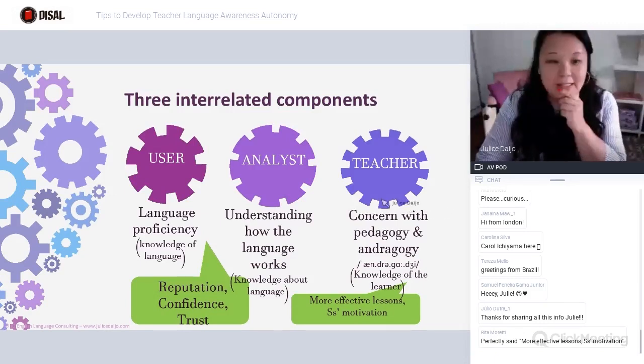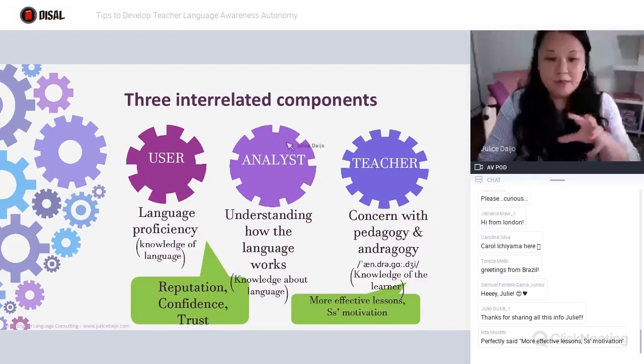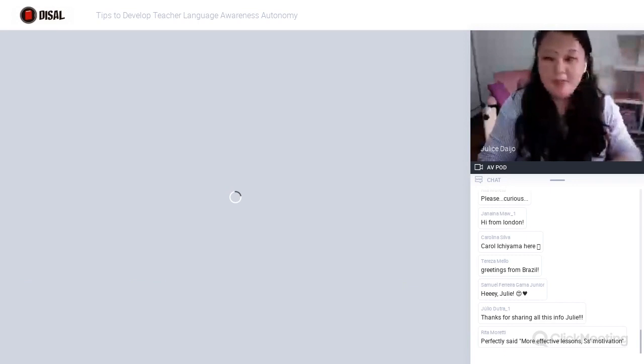Yes, Rita. So guys, overall, when we talk about language awareness, think about these three things. Don't lose track of the teacher in the classroom and also the user. Most focus lately has been on the analyst. Okay, so now we have the big picture.